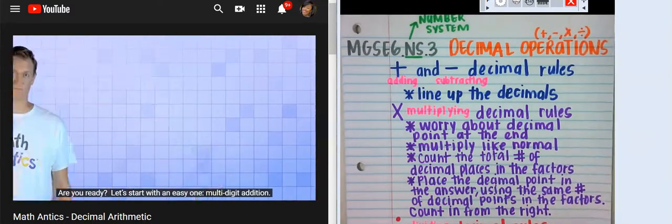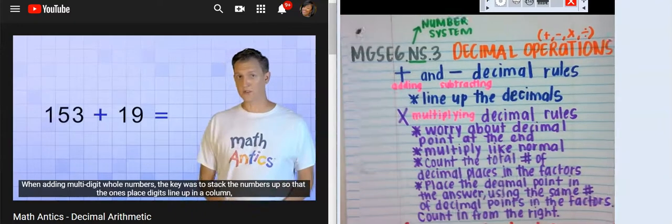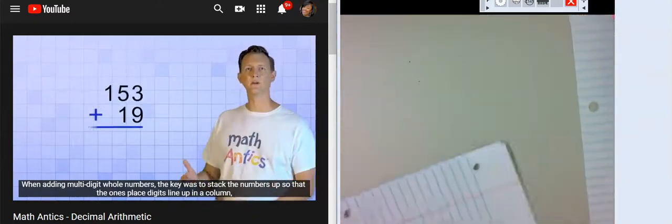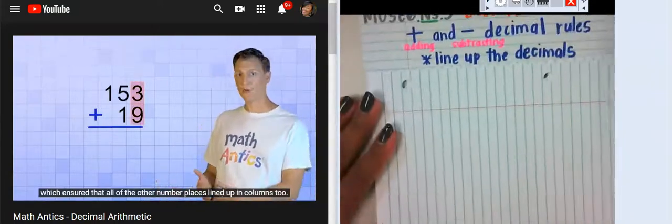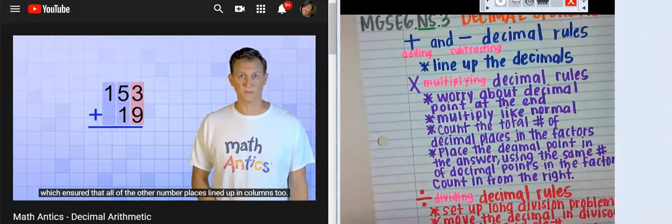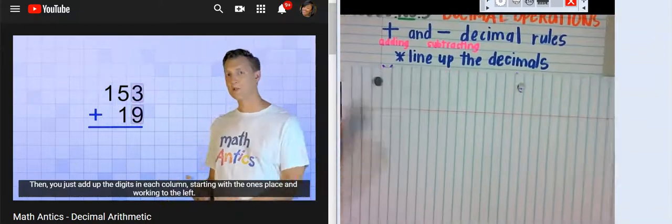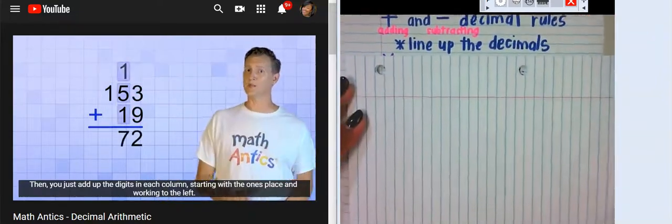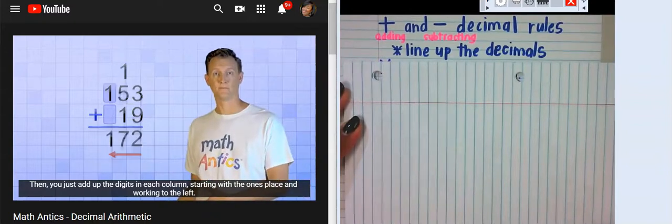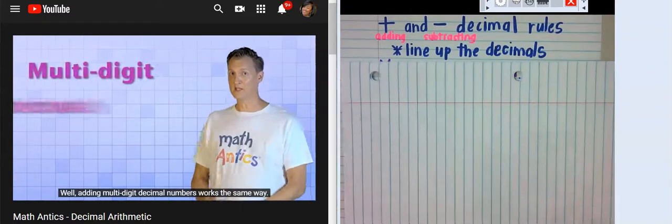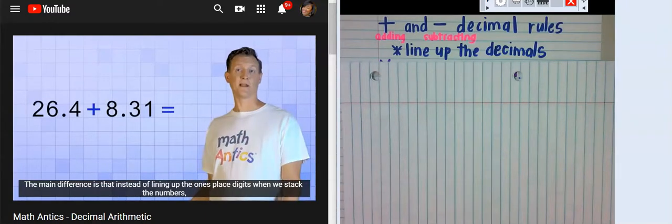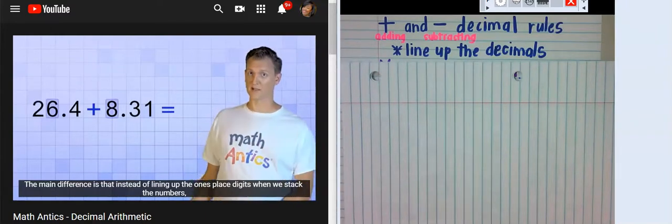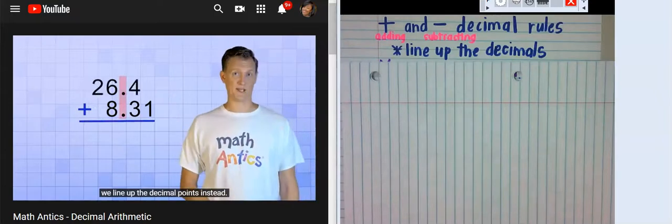Multi-digit addition. When adding multi-digit whole numbers, the key was to stack the numbers up so that the ones place digits line up in a column, which ensured that all the other number places lined up in columns too. Then, you just add up the digits in each column, starting with the ones place and working to the left. Well, adding multi-digit decimal numbers works the same way. The main difference is that instead of lining up the ones place digits when we stack the numbers, we line up the decimal points instead.